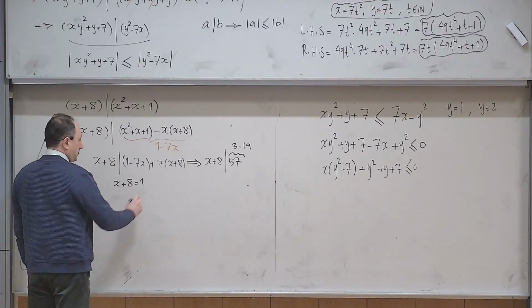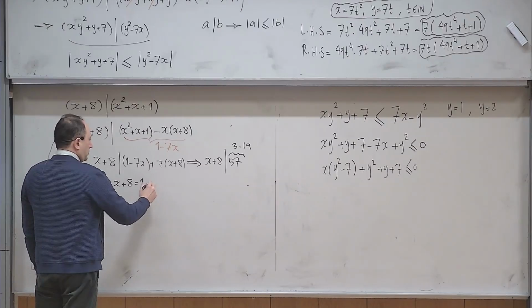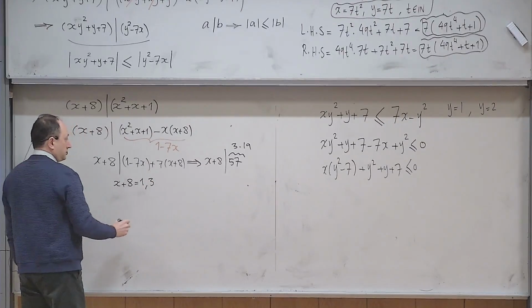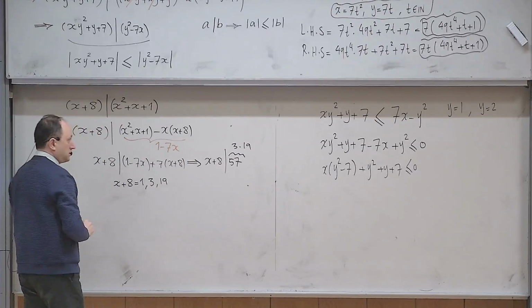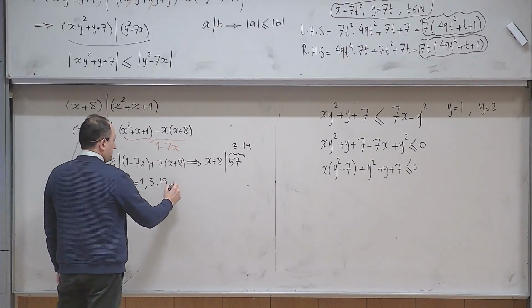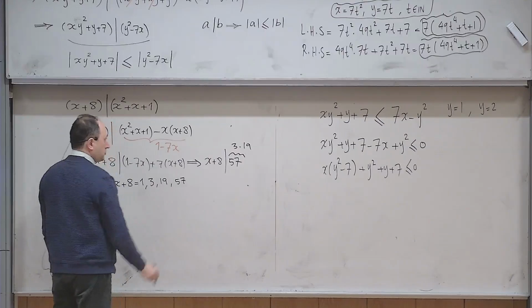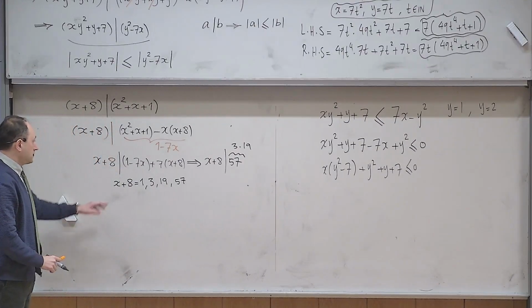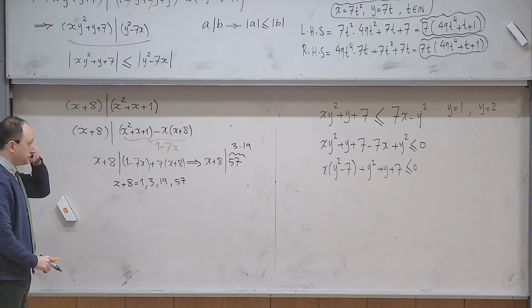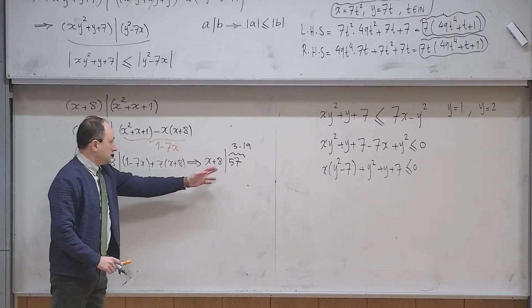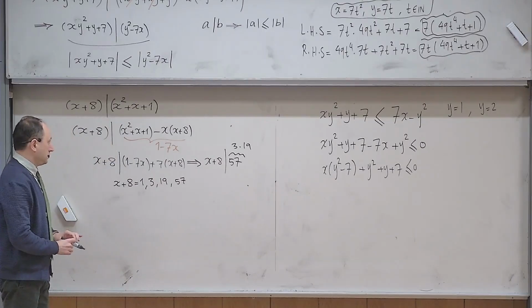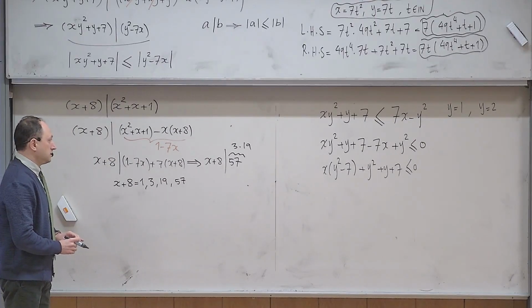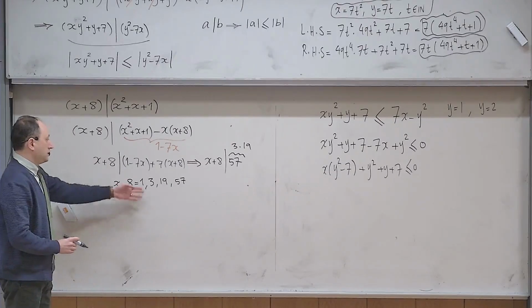this should be either 1 or 3, or the next number is 19, yes, and the next number is 57. These are the choices that I have for x plus 8, because I want 57 to be divisible by x plus 8. Am I right? Yes, 3 times 19 is 57. So these are the numbers, yes.